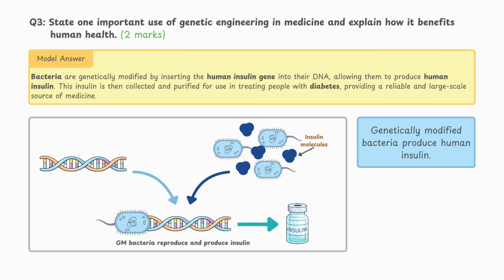Final answer. Bacteria are genetically modified by inserting the human insulin gene into their DNA, allowing them to produce human insulin. This insulin is then collected and purified for use in treating people with diabetes, providing a reliable and large-scale source of medicine.